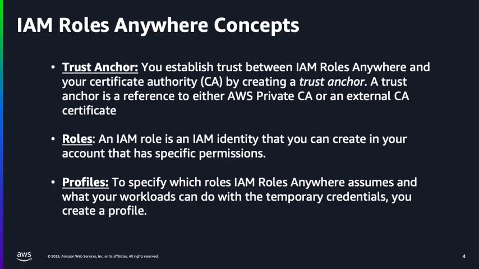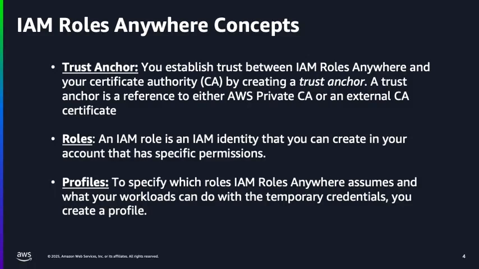The first is trust anchors. You establish trust between IAM Roles Anywhere and your certificate authorities by creating a trust anchor. A trust anchor is a reference to either an AWS private CA or an external CA certificate. Your workloads outside of AWS authenticate with the trust anchor using certificates issued by the trusted CA in exchange for temporary AWS credentials. Next is roles.